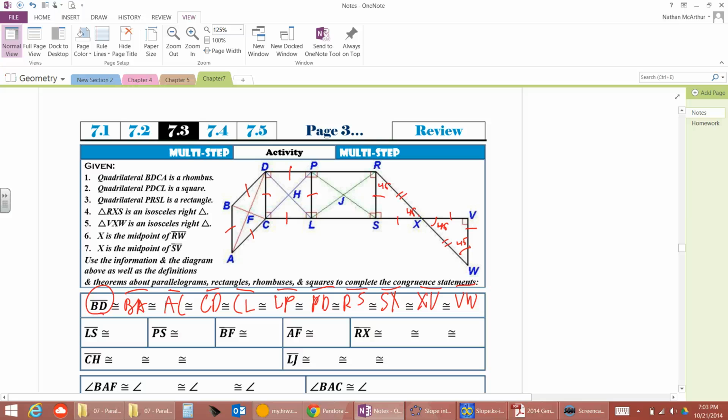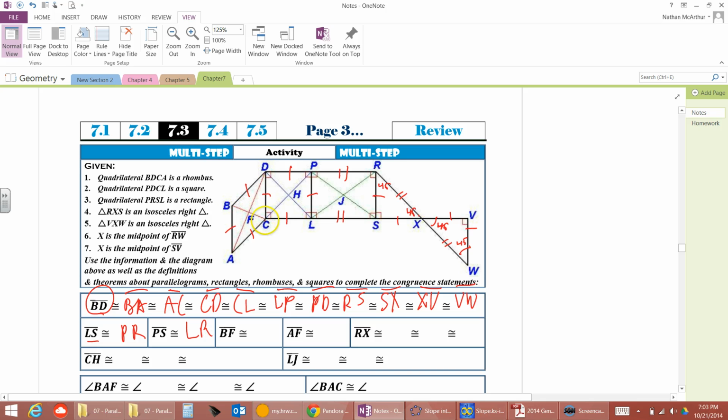Now, if I go through and I find individual pieces like this, it says LS. Here's LS. What is LS congruent to? Well, it's a rectangle, so we say it's congruent to PR. Now I look specifically at PS. That's this segment right here. Well, in a rectangle, the diagonals are congruent. So I say PS and LR are congruent.